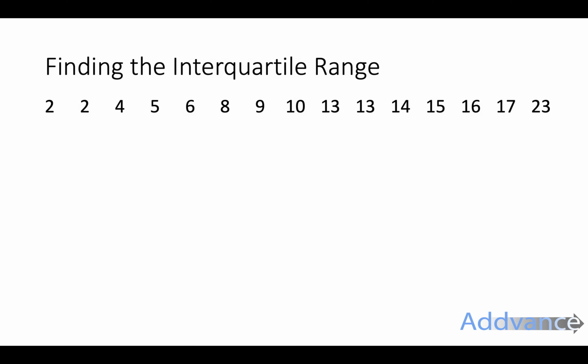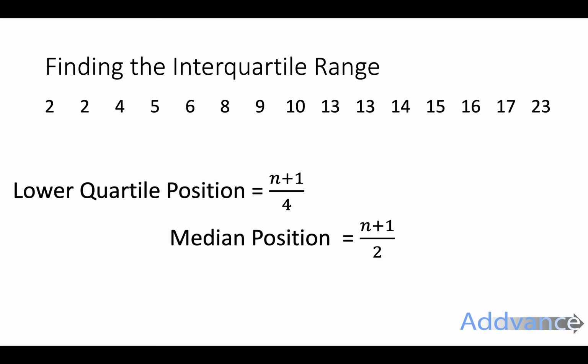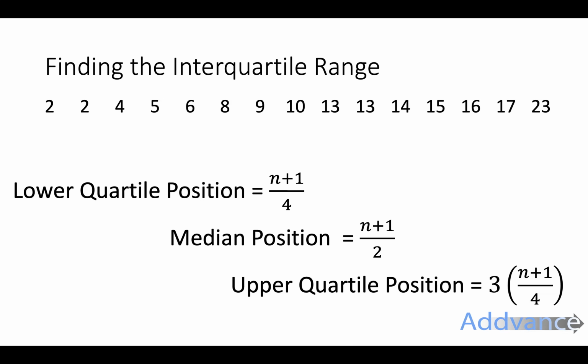So I've got this set of numbers here. And to save us time, I've got some formulas for the lower quartile, the median position, and the upper quartile position. I've also labelled the numbers, so I've got the position here. So the first position is 2, the 15th position is 23. And it helps us keep track of where our numbers are. There are 15 numbers here.